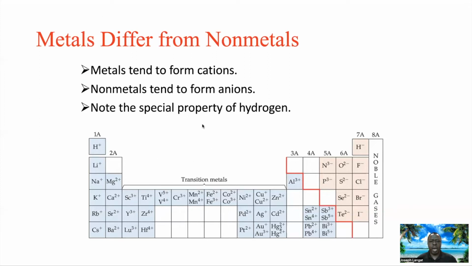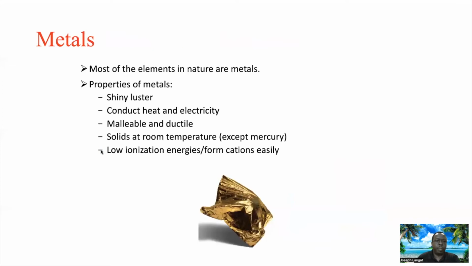Some texts have hydrogen in the middle here. It's because of this property. That's why it is just hanging at the top of group 1, because of the special property. Well, you need to know the properties of metals and the properties of non-metals. If you know the properties of metals, then you should know the properties of non-metals. We'll look at the metalloids.